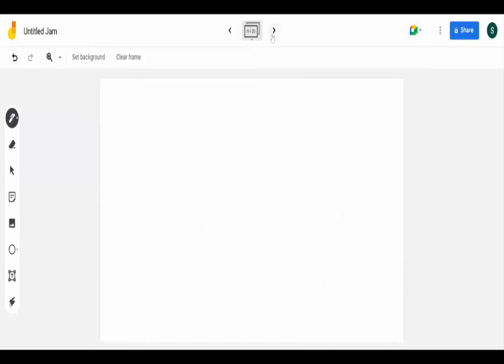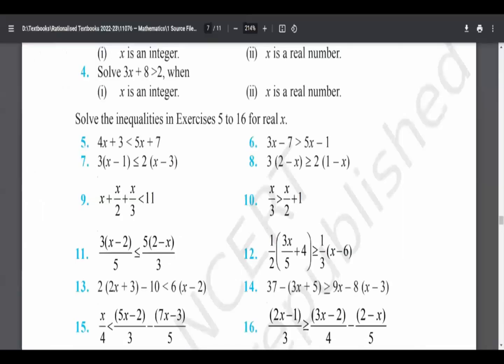Okay, you can see all the questions are kind of similar. You can easily solve if you understand one of them. So here let us move on to question number 11. Here you can see they have introduced brackets and both fractions. Okay, so yes, let us solve it.